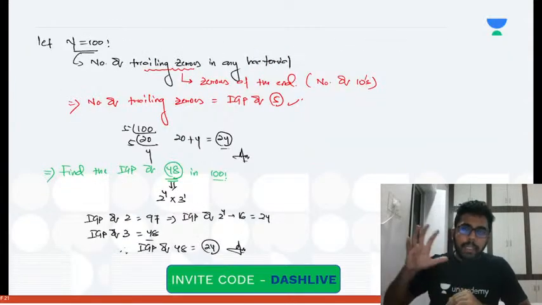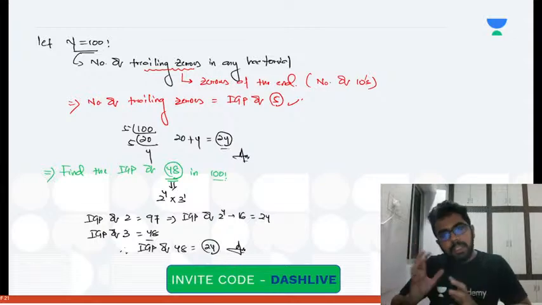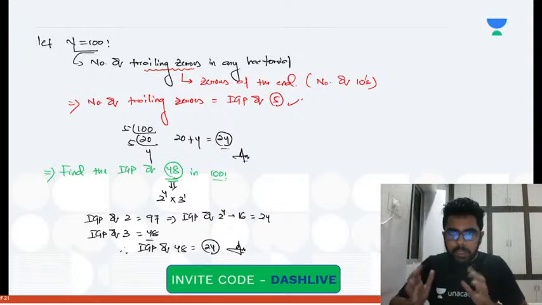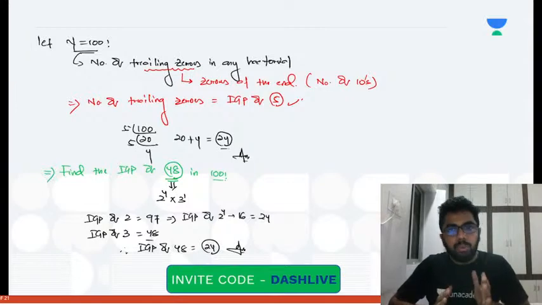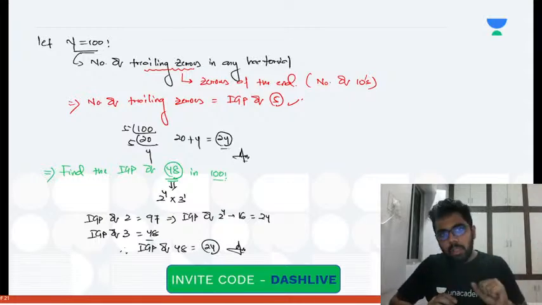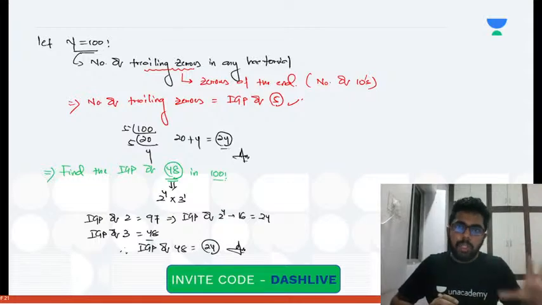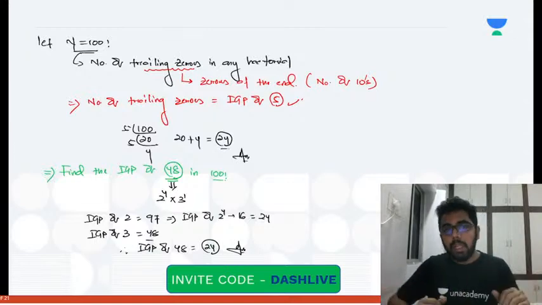So if I have 97 2's, how many 16s can I make? 2 to the power 4 is a 16. So if I have 97 2's, how many 16s can I make? I can make 24 16s, because to get a 16, I need 4 2's. So take 4 2's and group them together, you will get a 16. So how many such groups can I make? I can make 24 such groups.